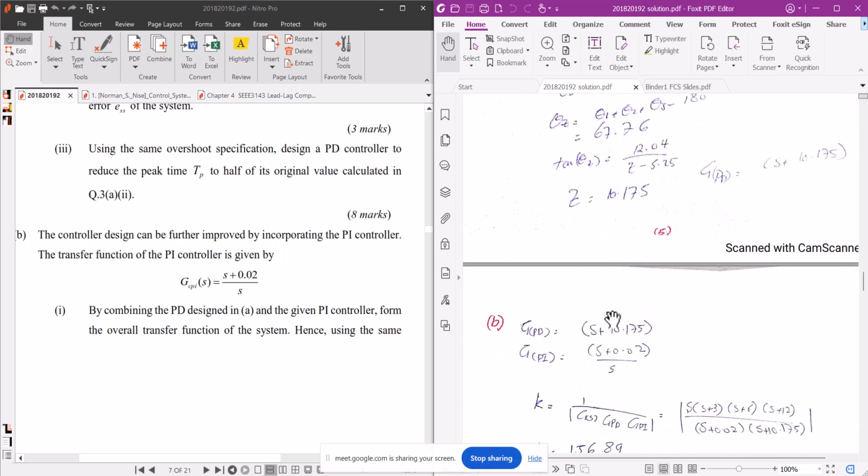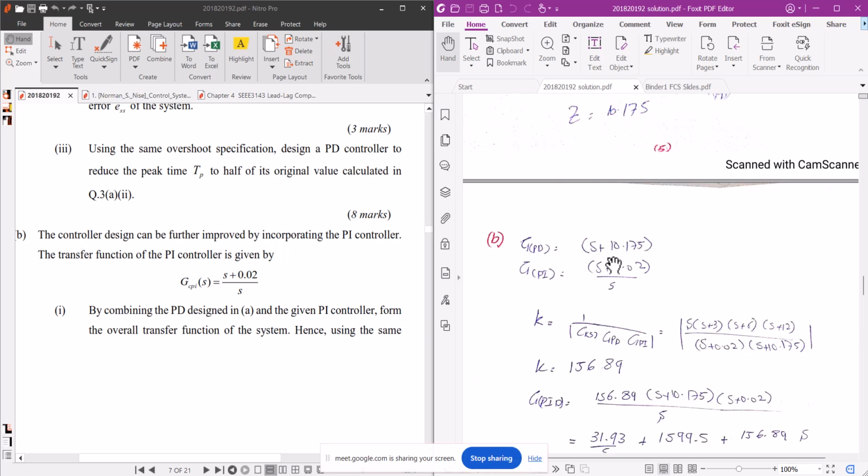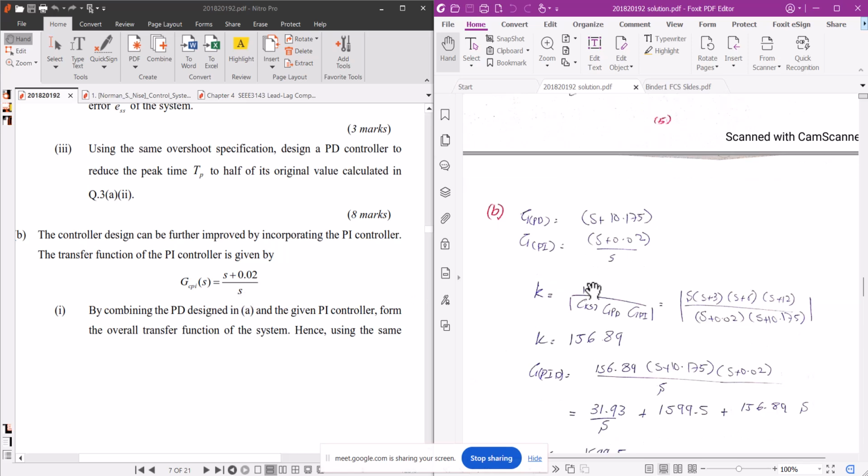So for the PD controller we have s plus 10.175, and for the PI controller it's given as s plus 0.02 over s. Okay, so this is your PI controller, basically proportional and integral, because if you divide by s, you get 1 plus 0.02 over s. So your Kp will be 1 and your Ki will be 0.02.